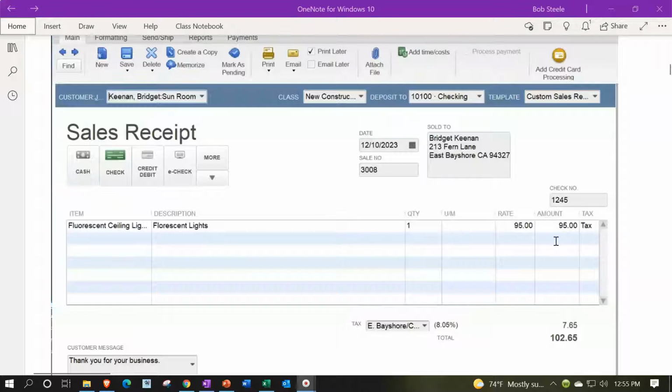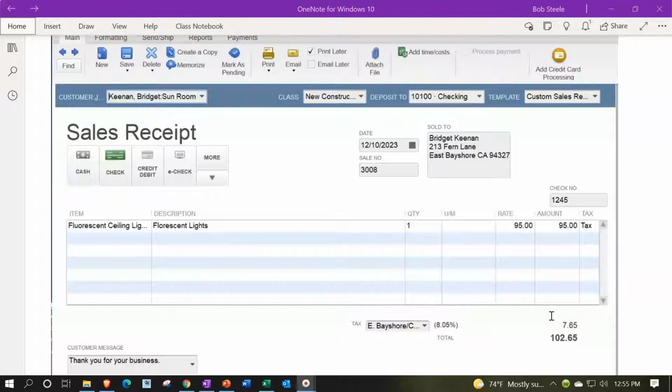The difference is the state that is charging, in theory, the customer, not us as the business. They're just using us or making us be their collection person for them. And so that $765 is going to increase a payable account that we're going to have to pay to the state at a later point in time.